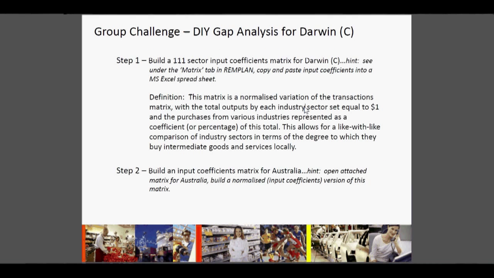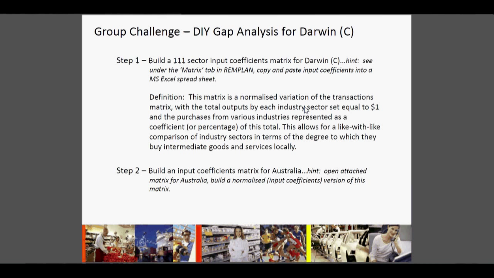Now, step one here is to build a 111 industry sector input coefficients matrix for Darwin. What we mean by that is, within REMPLAN, I think we've previously had a look at the matrix, the regionalized input-output table that's in the program. We've had a look at the values that are there.